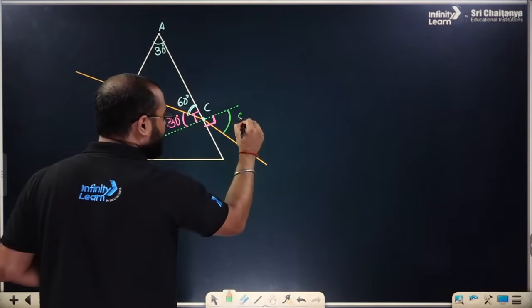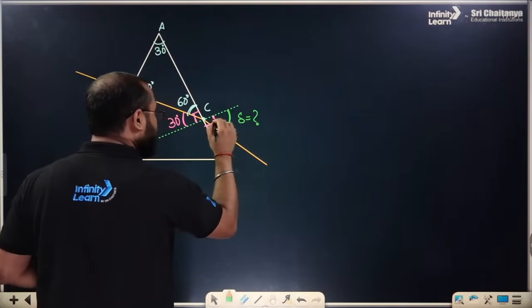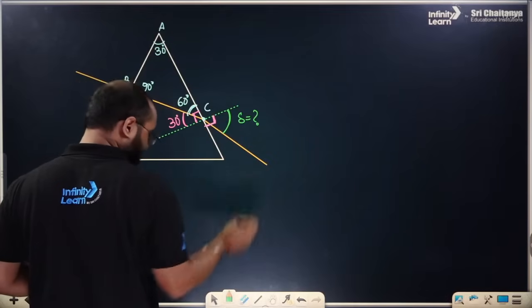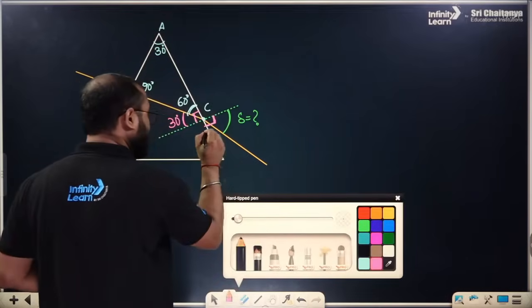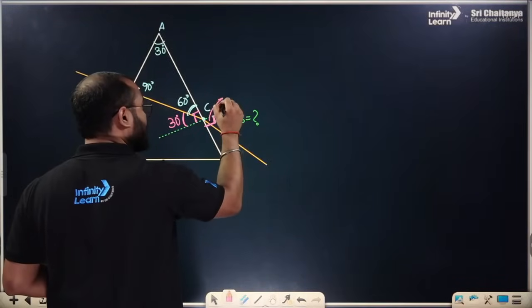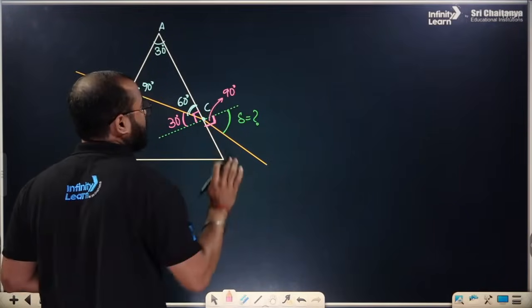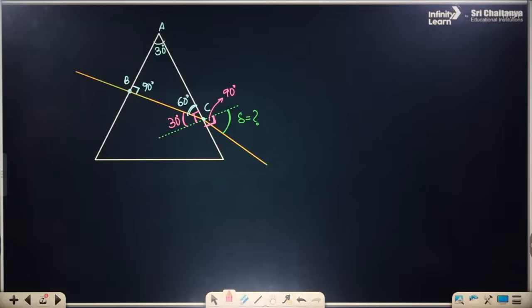What is this? This is the angle of deviation, and this pink color is going to be 90 degree. This angle is going to be 90 degree. That is what it is there. Right. So we have to solve to find out the answer for this, and how are we going to solve this thing?